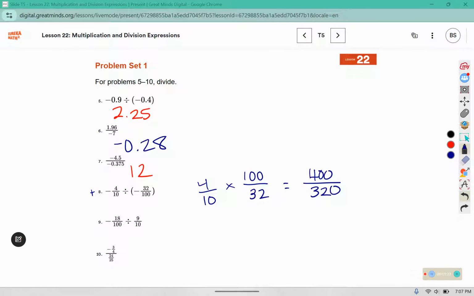We can reduce this. That would be 40 over 32. Both of those are multiples of 4. It takes 10 fours to get 40 and 8 fours to get 32. These are both even, so they're multiples of 2. We can change that to a mixed number, which is 1 and 1/4, or as an improper fraction in its reduced form is 5/4.